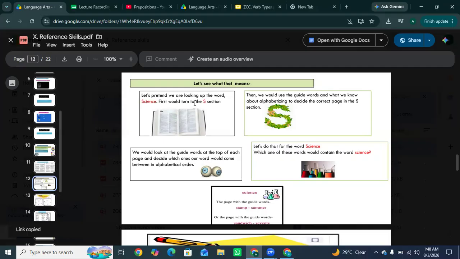So science, SC, comes after sandwich, which is SA, and before 70, SE. So it belongs on the page with guide words sandwich and 70. We have to find science, SC. SC comes after SA, which is sandwich, and before SE, which is 70. So it lies between these.